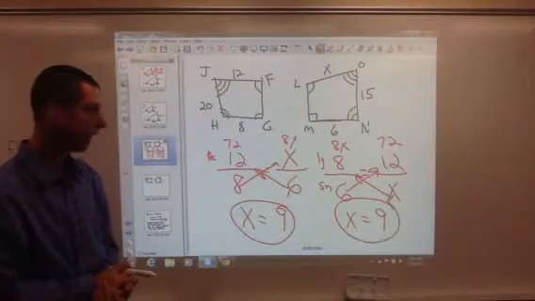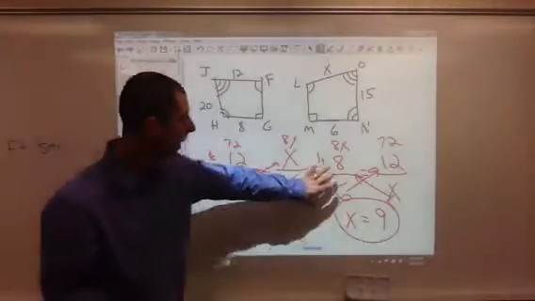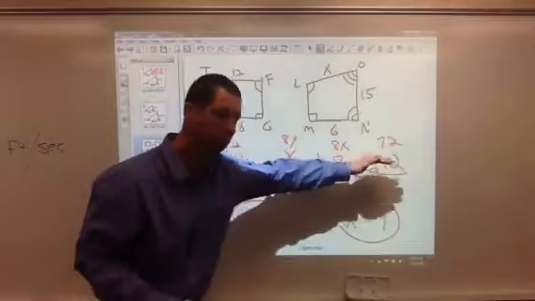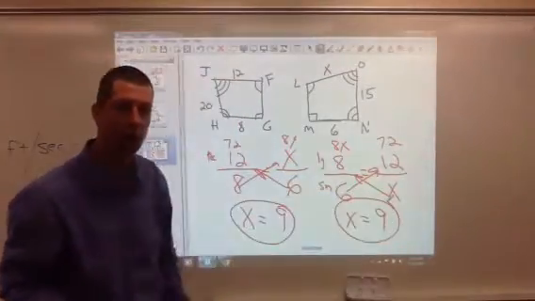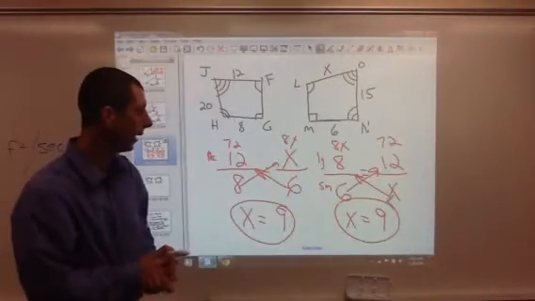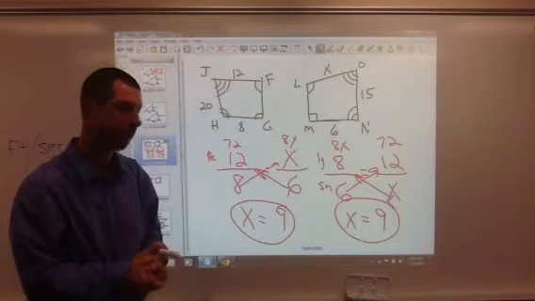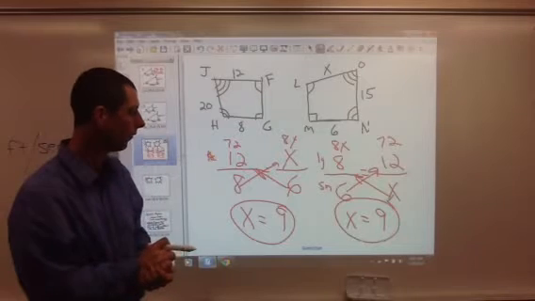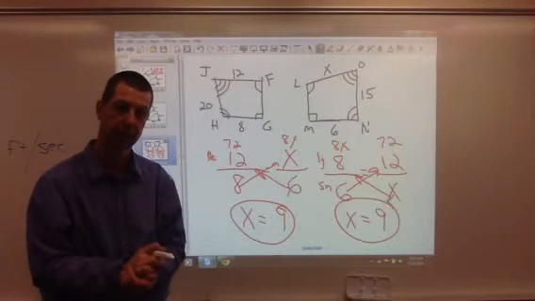Both are effective ways. This way might be a little bit easier to start with, keeping large across from large, small across from small. It might be less likely to make mistakes setting it up that way. But they're using proportions to solve for missing side lengths on similar figures.